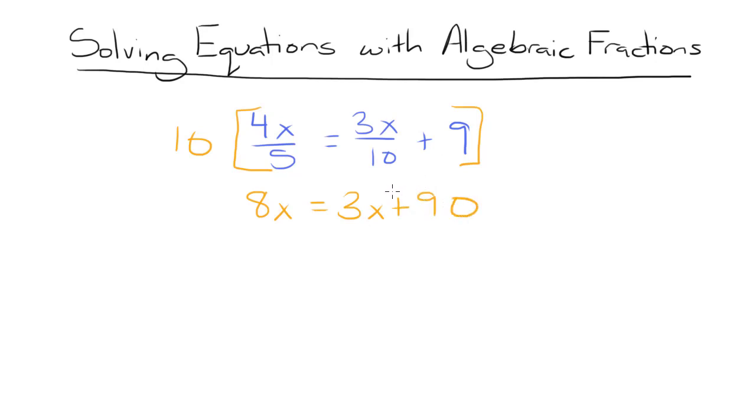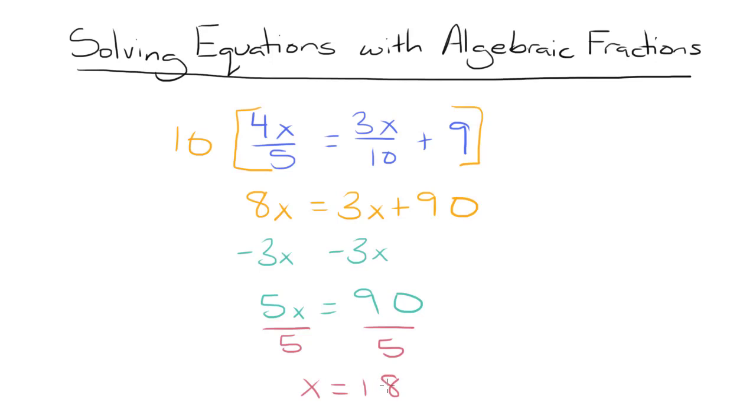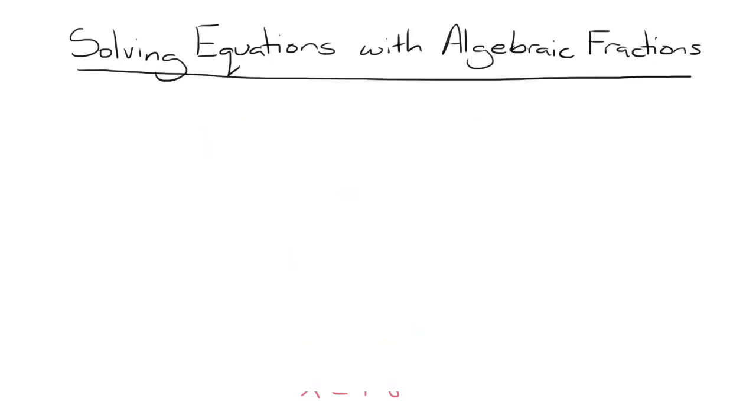Now we can solve it like a normal algebra problem. So I'm going to subtract 3x from both sides. That gives us 5x equals 90. And then we divide both sides by 5. So that gives us x equals 18. Either of these methods that I've shown you will help you get the right answer when solving equations with algebraic fractions. So feel free to use whichever one you feel most comfortable with.